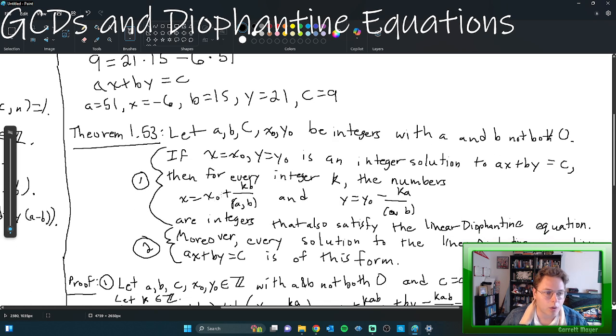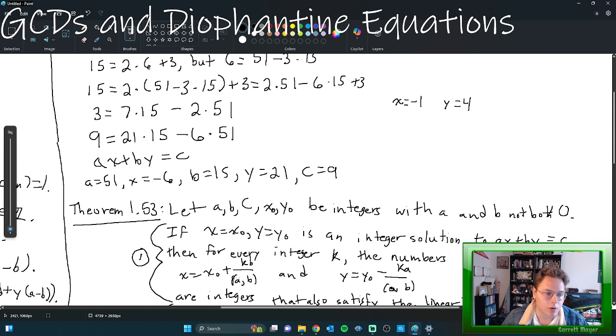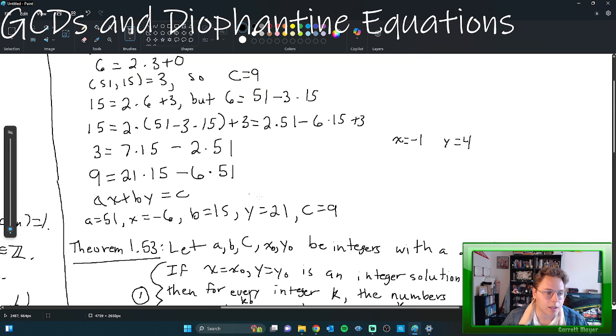We see that what we can do to x is add KB over GCD of A and B. So in this case, B would be 15. B over GCD of A and B here is 15 over 3. And then A over GCD of A and B here is 51 over 3. 51 over 3 should be 17. 15 over 3 should be 5.